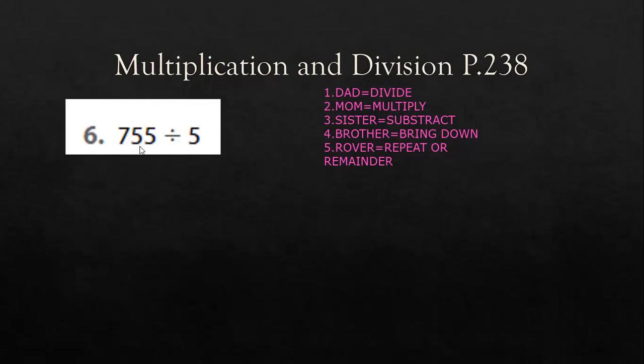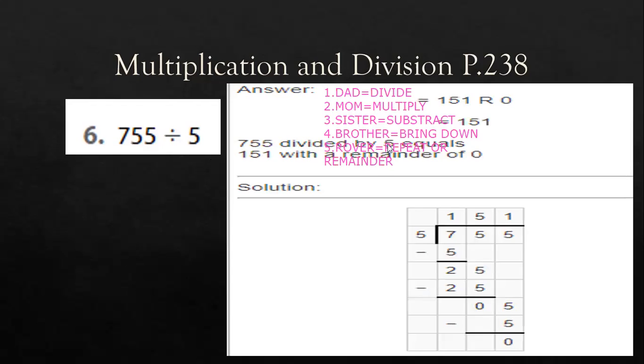Number 6, 755 divided by 5. What do I do? Okay, I will leave it also. 755 divided by 5. I ask 7, how many 5 do you have? It has 1 five. So 1 multiply 5 is 5. Then subtract: 7 minus 5 equals 2. After the subtraction, bring down the 5, the other 5.